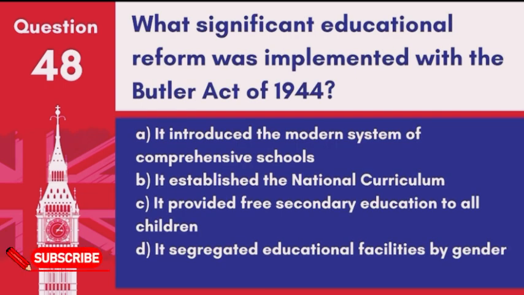Question 48. What significant educational reform was implemented with the Butler Act of 1944? A. It introduced the modern system of comprehensive schools. B. It established the national curriculum. C. It provided free secondary education to all children. D. It segregated educational facilities by gender.